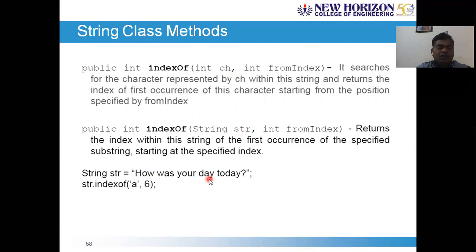And how was your day today? You try to search the character from the index 6. 0, 1, 2, 3, 4, 5. This will not be taken into consideration. From 6 onwards, check whether the character is present. The index value of this a is 0, 1, 2, 3, 4, 5, 6, 7, 8, 9, 10, 11, 12, 13, 14. So the value 14 will be returned for this character a, which is an index.